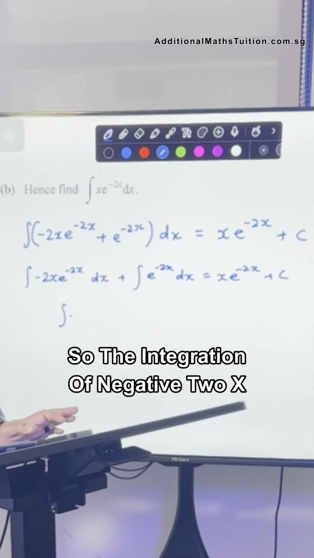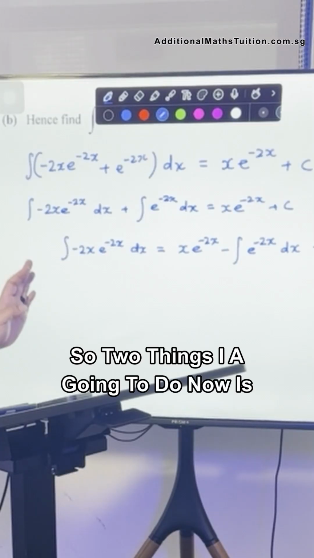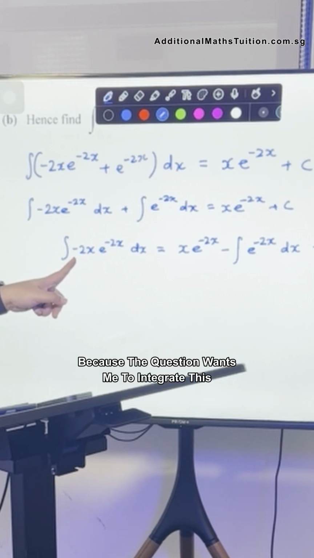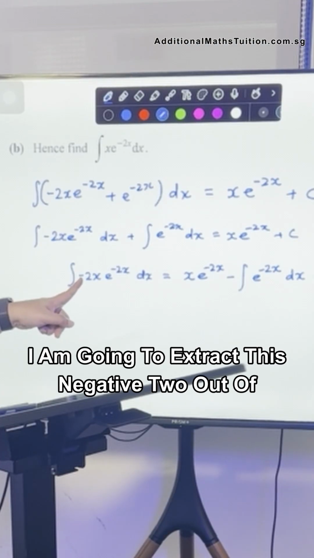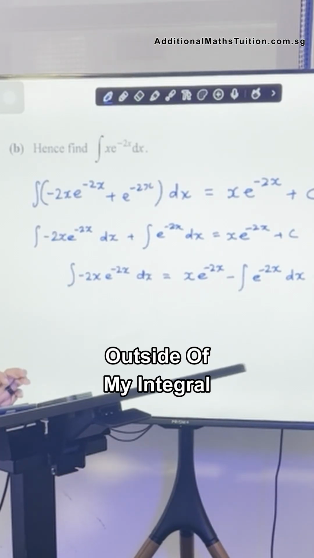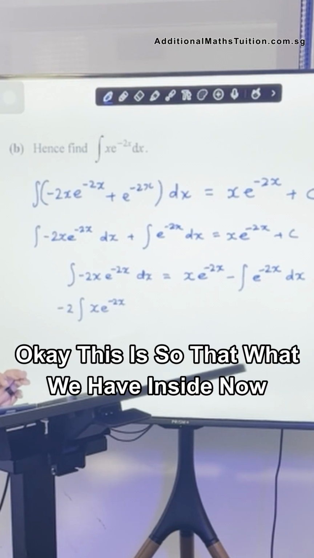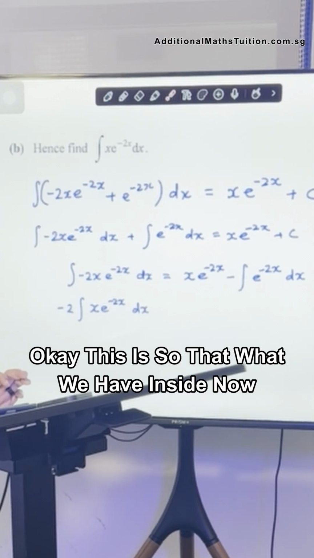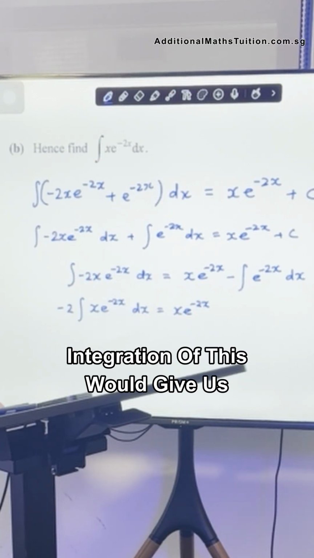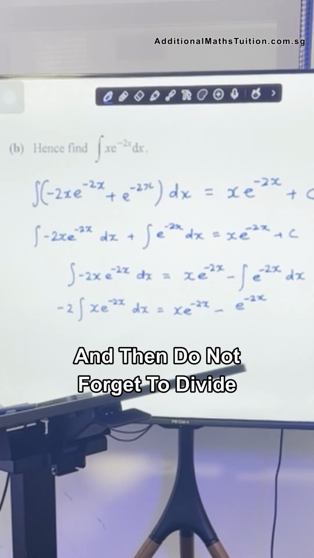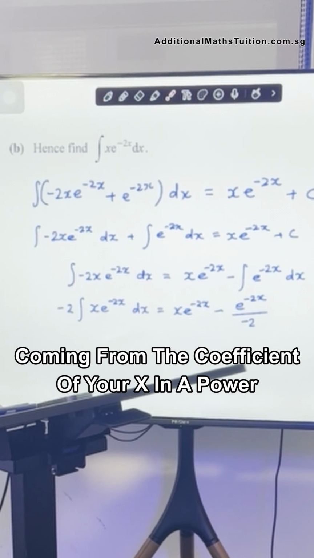So the integration of negative 2x e to the power of negative 2x with respect to x. So two things I'm going to do now is on the left-hand side, okay, because the question wants me to integrate this without that negative 2 there, I'm going to extract this negative 2 outside of my integral. Okay, we can only do that for coefficients which are constants. Okay, this is so that what we have inside now matches what the question wants us to find.